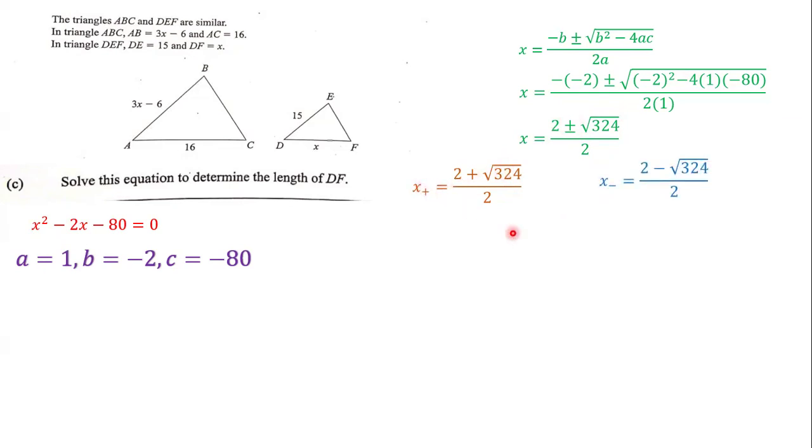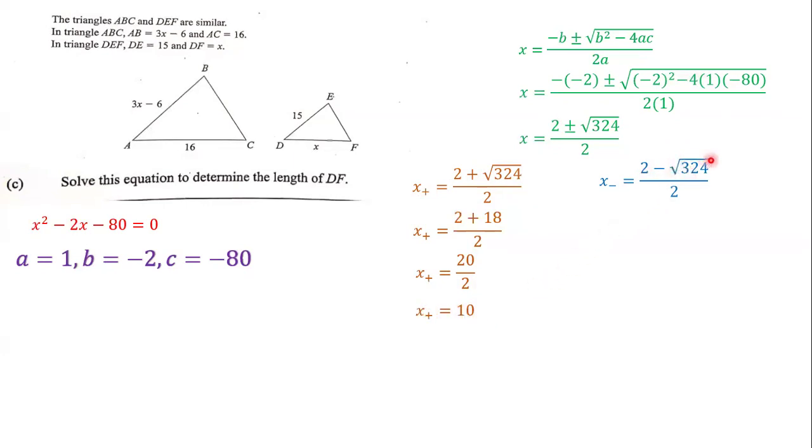Next, we have to consider x negative. And x negative just means that we want the negative sign in between these two terms. And so x positive means we have the positive sign in between these two terms, and x negative means that we have the negative sign in between these two terms. Next, we take the square root of 324, and the square root of 324 is 18. And so we have 2 plus 18. What is 2 plus 18? Well, 2 plus 18 is 20. And so we have 20 divided by 2, and 20 divided by 2 is definitely 10. So x positive is definitely 10.